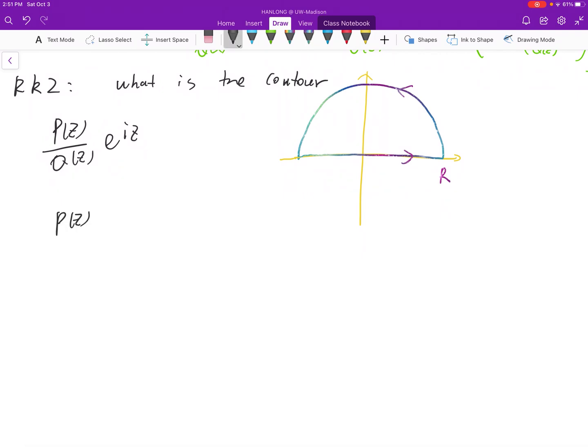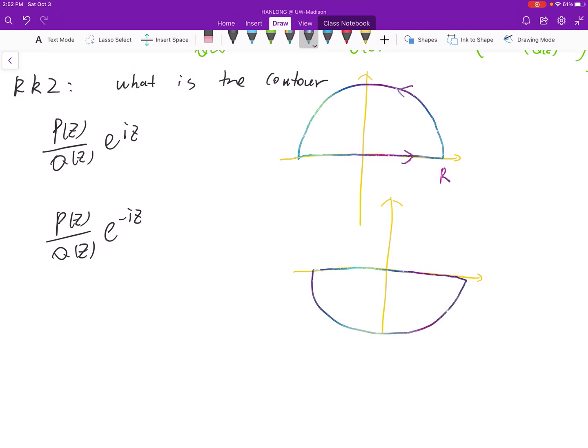And if you choose p over q times exponential negative i z, then the suitable contour will be on the lower half plane. So why?